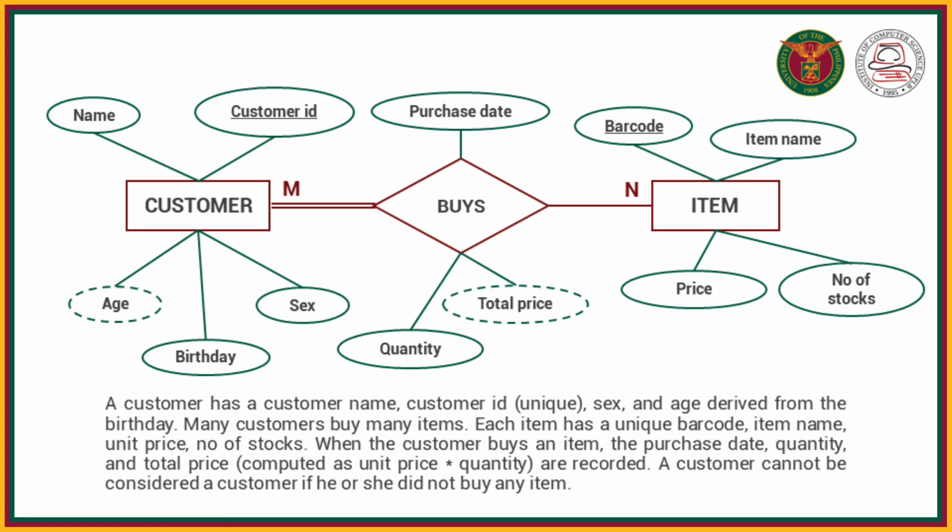And a customer cannot be considered a customer if he or she did not buy any item. So that is total participation. So in our example, we have here two entities. We have customer, buys, item. For the cardinality, this is a many-to-many relationship, and customer has a total participation in this relationship.